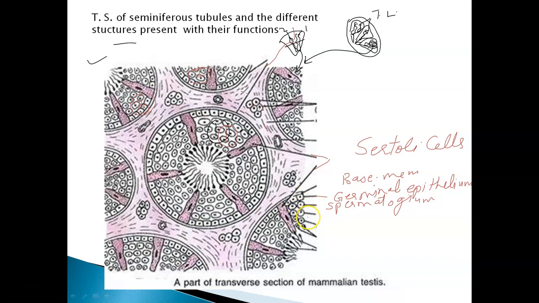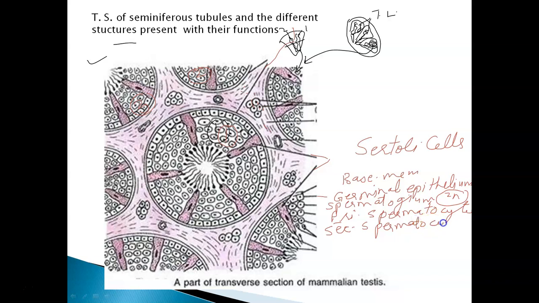Spermatogonia then will form primary spermatocyte. Of course, we'll see this in detail. Primary spermatocyte. Now up to here, only the diploid is there. Now it will undergo meiosis. So primary will form secondary spermatocyte.